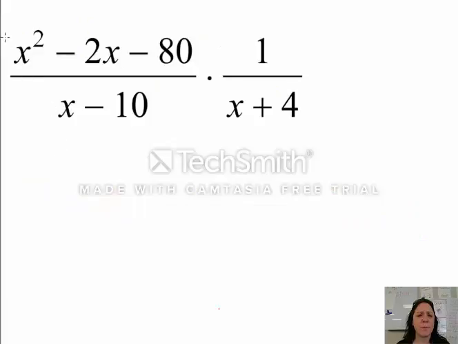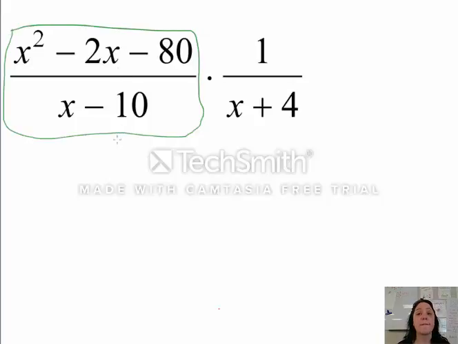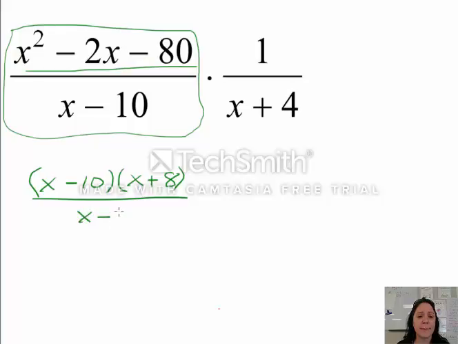All right, here's our next problem, and it looks to me like this first term may not be simplified. I certainly want to factor before I start multiplying rational expressions anyway, so let's have a look at what we get when we factor this quadratic. Two numbers that multiply to -80 and add to -2, -10 and 8. So x minus 10, x plus 8. And I have a factor of x minus 10 on the bottom. And nothing to simplify on this expression, x plus 4.